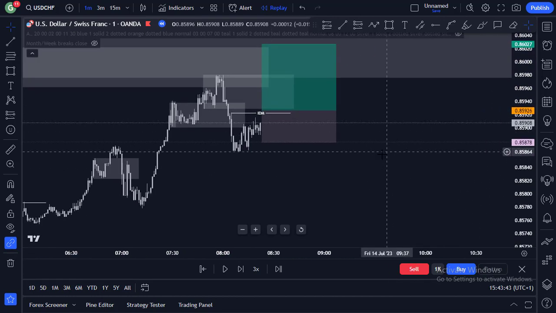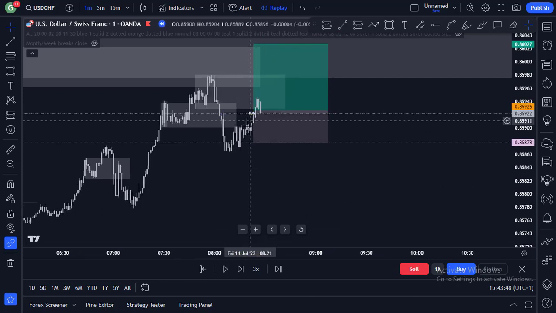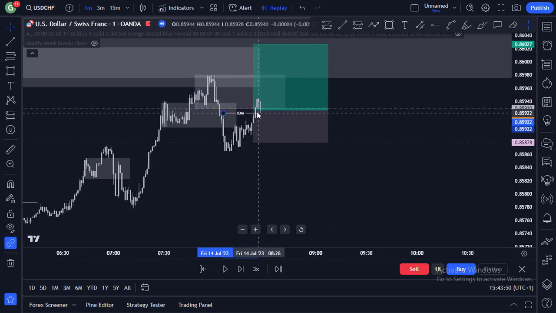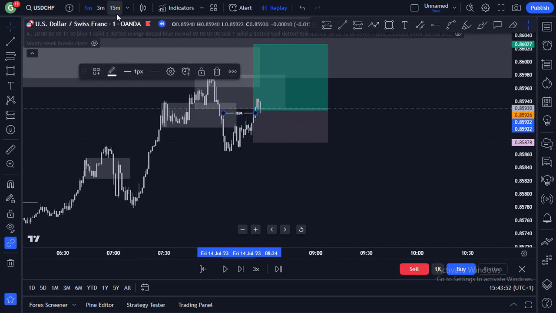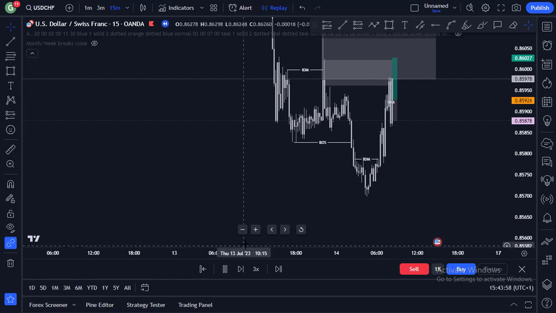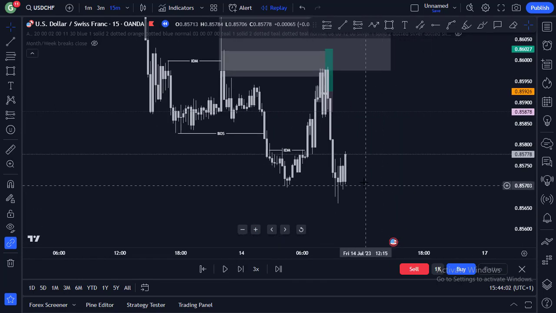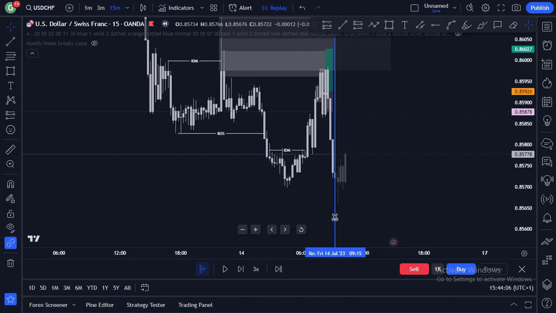Okay, so now let's see what price does. I'm just going to play this. Awesome, we've been mitigated. Let's see. I'm going to refine this. Let's go to the 15 minutes and monitor this trade and see what happens. Play price. Oh, hold on. So let's come back a bit. That happened so fast. Let's take it to this point.